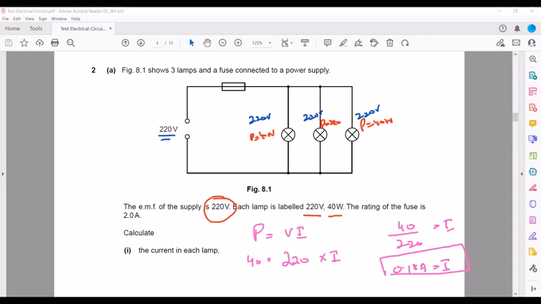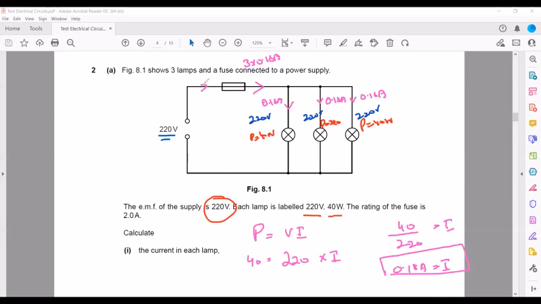Then the second part. When we calculate, the current in the first lamp is 0.18 ampere. The second lamp also, because they all are identical, 0.18. The third lamp also 0.18. So what is the total current entering? 0.18 plus 0.18 plus 0.18, so it will be 3 multiplied by 0.18, which is the total current which enters the circuit. That is equal to 0.54 ampere.